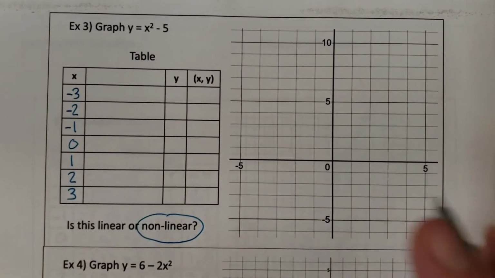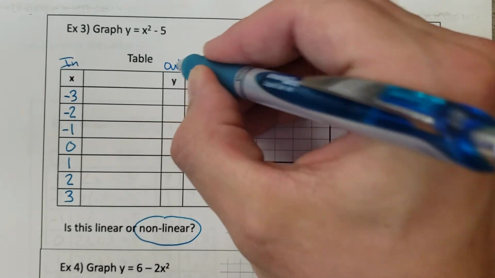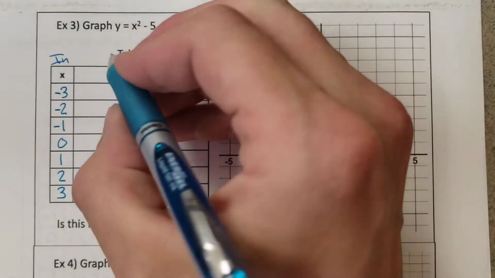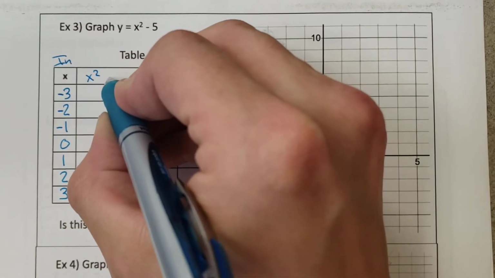So again, what are we doing? These values are going in, these values are coming out, and then together they make corner points, and those corner points make the graph. So we have to fill in this table. Here we go. We have an x squared minus a 5.